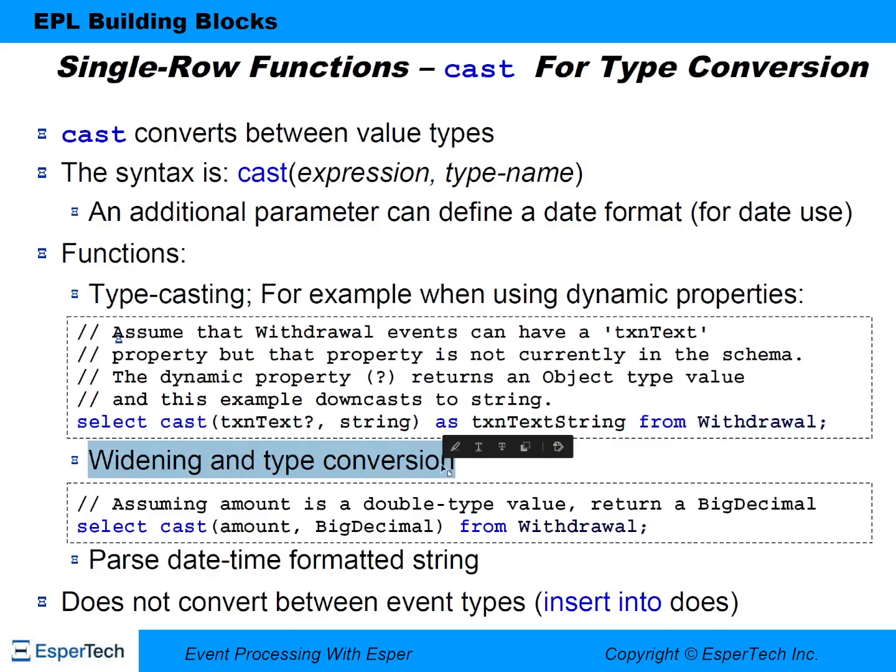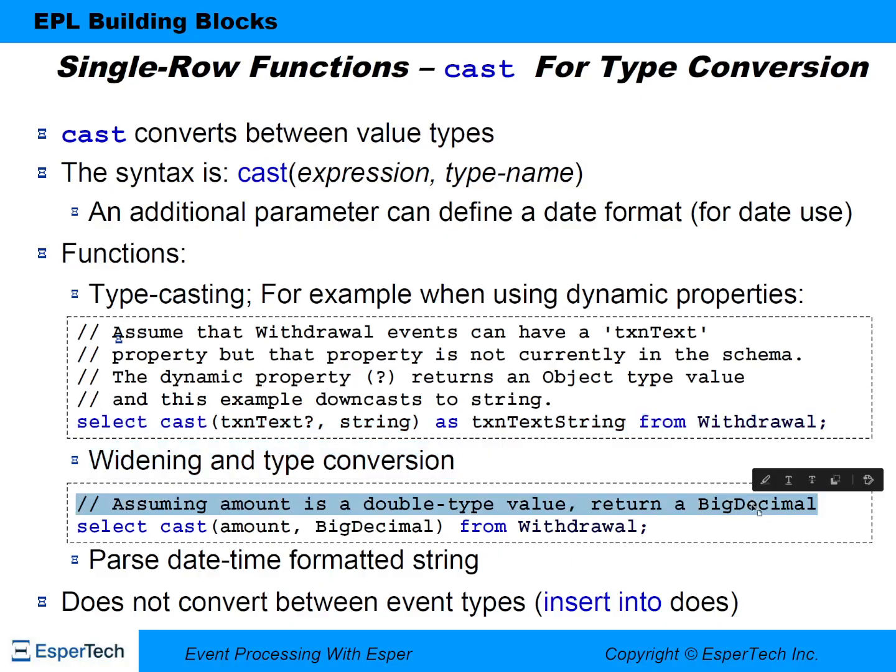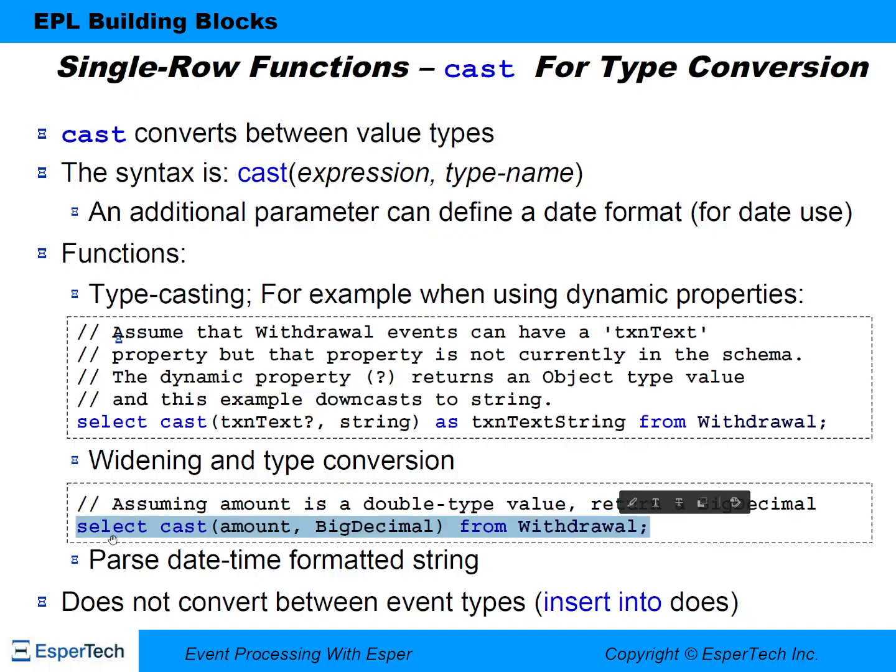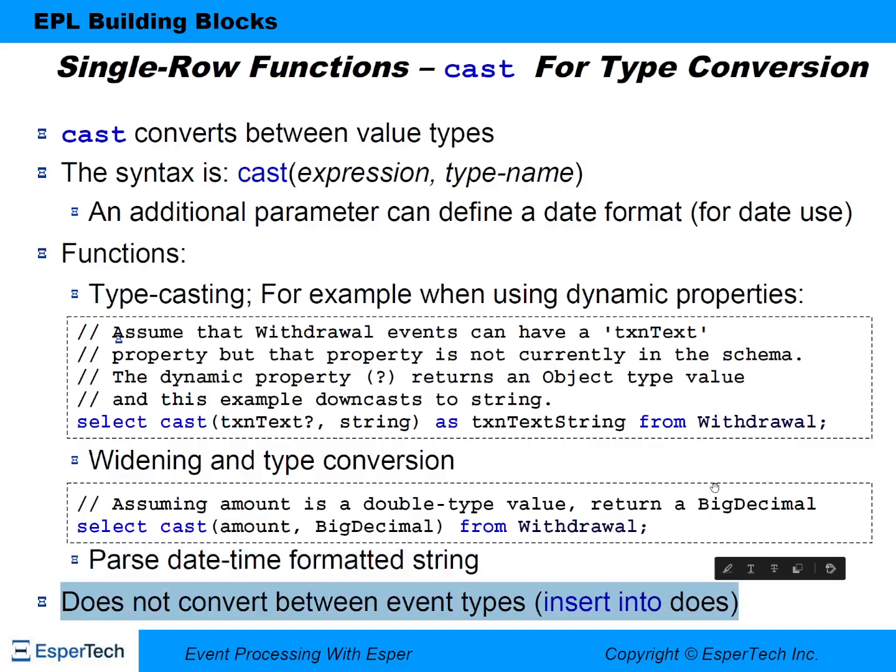Another function of cast is type widening and type conversion. This example, assuming amount is a double type value, returns a big decimal. Select cast(amount, big decimal) from withdrawal. Another function of cast is parsing date or time formatted strings. Note, cast does not convert between event types. The insert into clause can convert between event types.